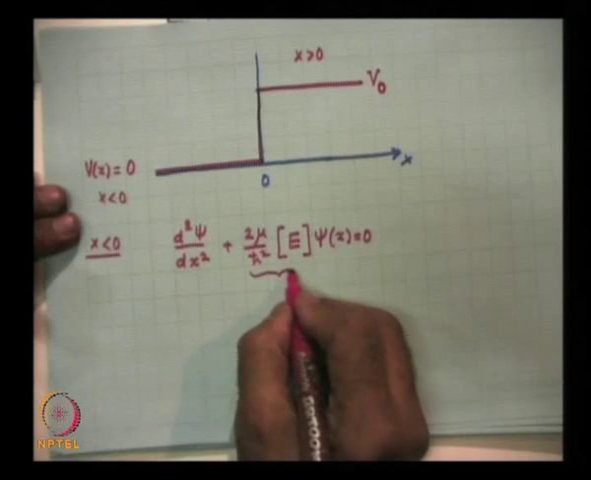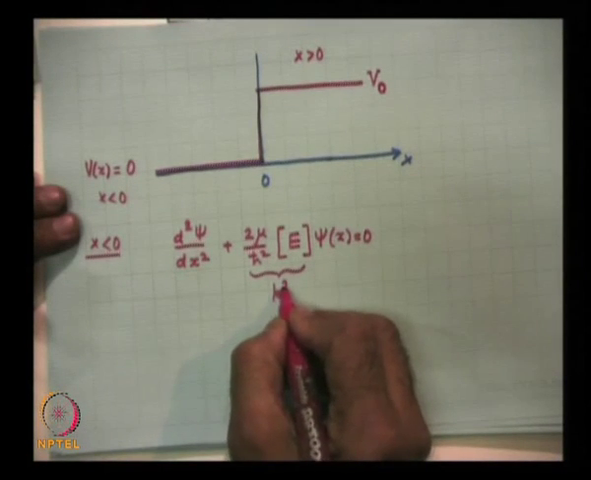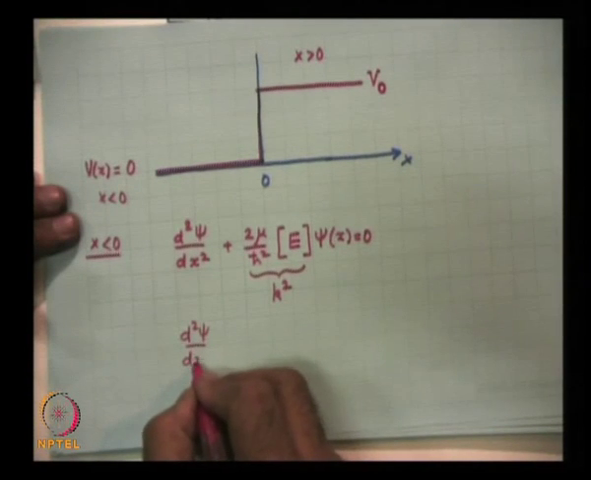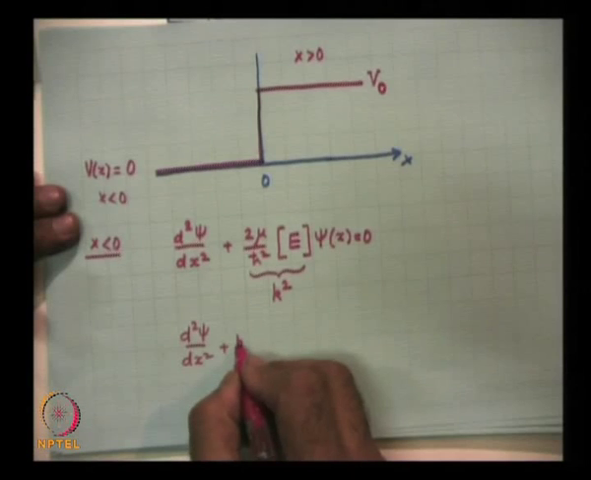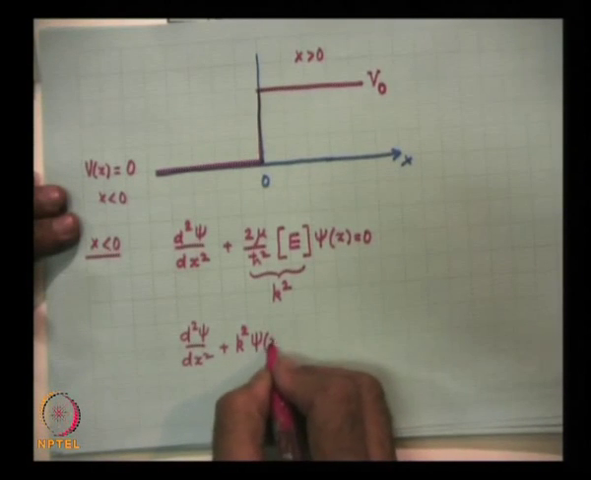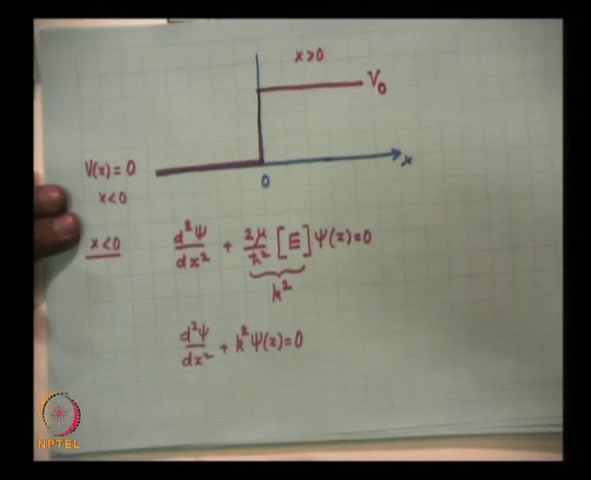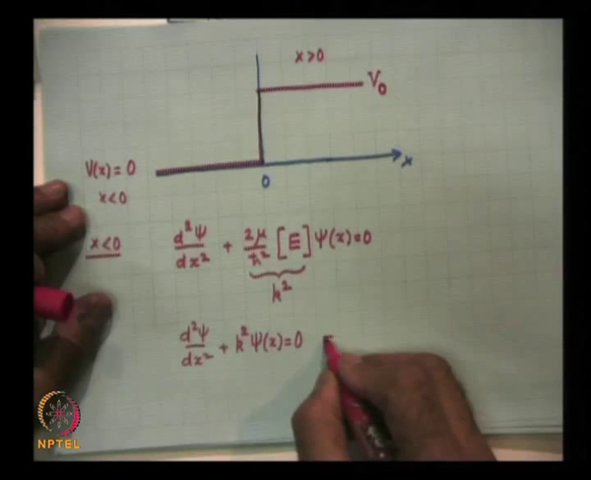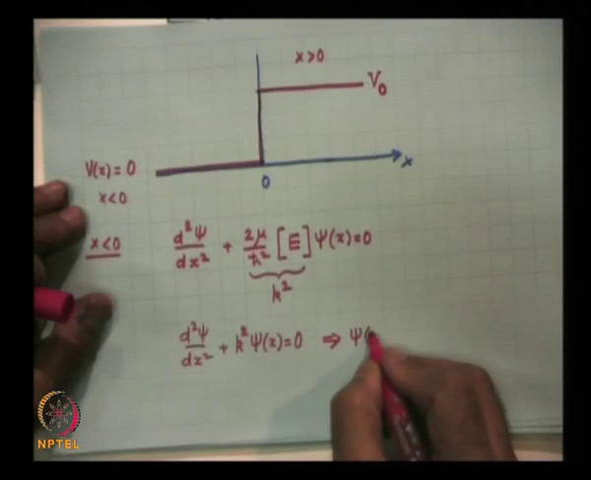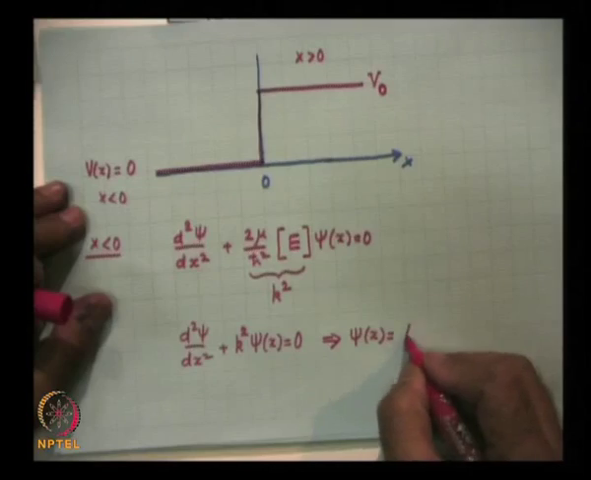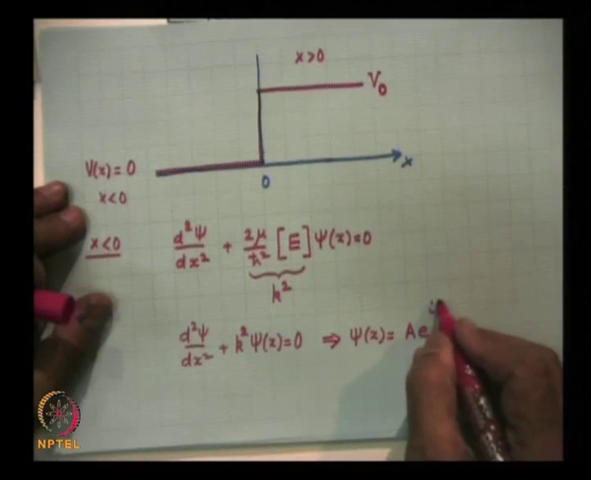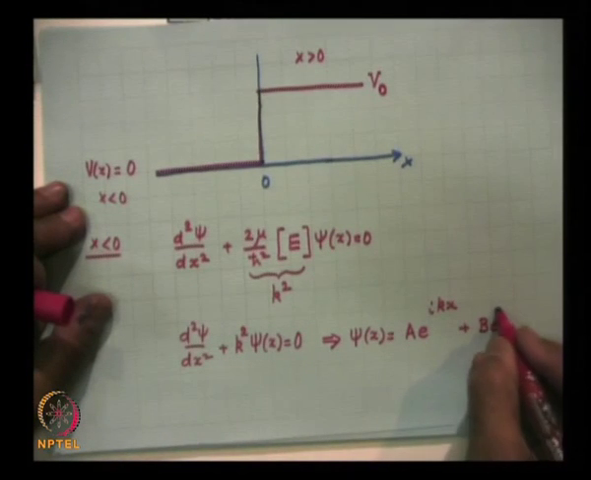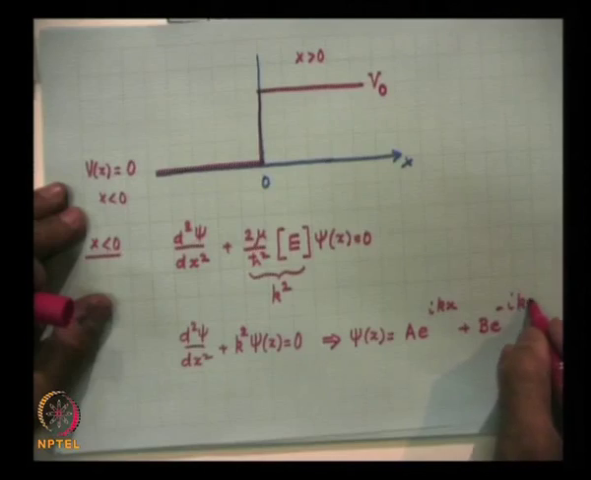This I put equal to k square. So, I obtain d2 psi by dx square plus k square psi of x is equal to 0. I can write the solutions in terms of plane waves. So, I can write it down, psi of x is equal to A e to the power of i k x plus B e to the power of minus i k x.